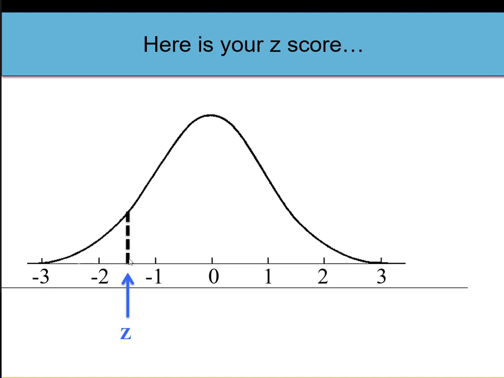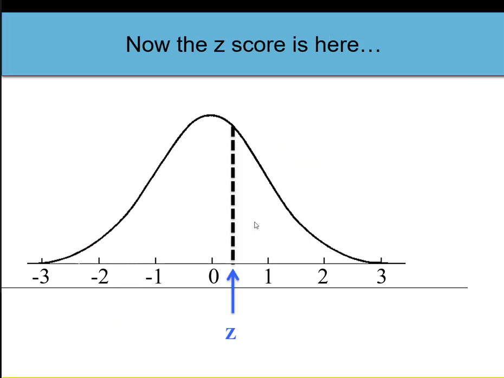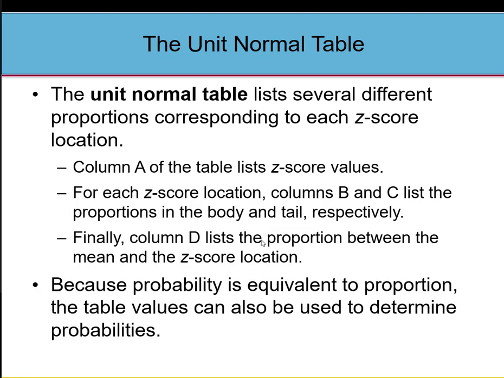So if my z-score is here, would you say that this is the body and this is the tail? Or would you say that this is the body and this is the tail of this particular distribution? Well, we'd say that this is the body because it's the bigger hump, and this is the tail. Now the z-score is here, just on the right side of the mean. So which one's the body and which one's the tail? This is the body and this is the tail.